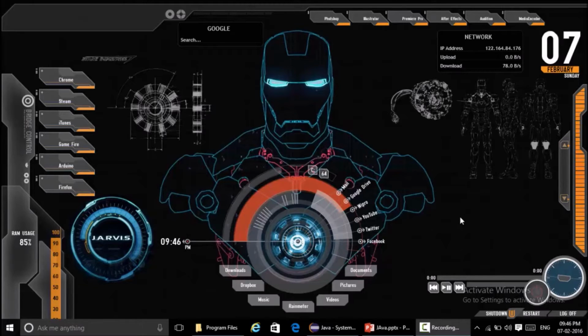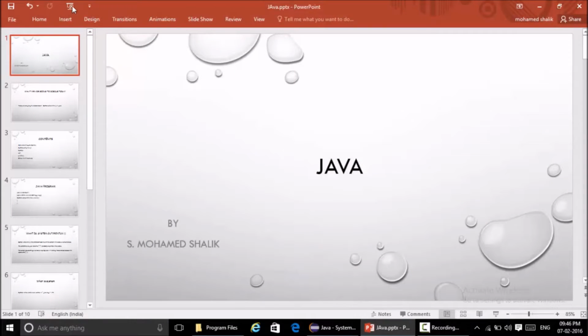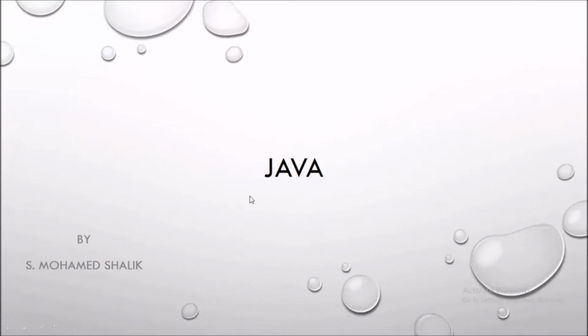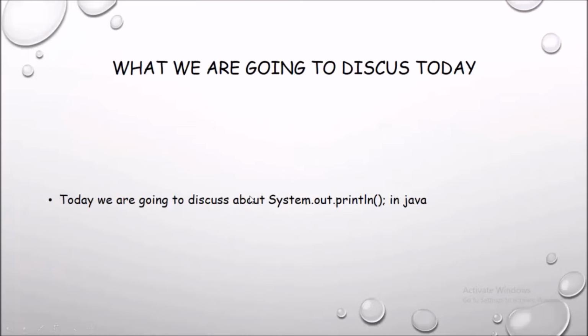Small thing, make big impact. Here we are going to discuss a small statement in Java which is mostly used. It's nothing but the System.out.println statement in Java.